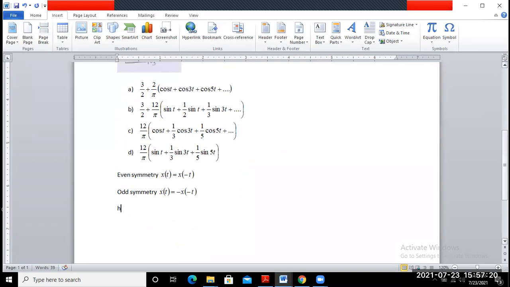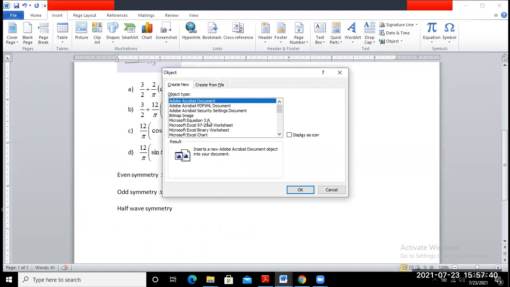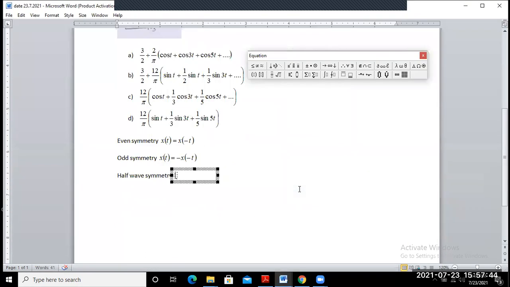For half wave symmetry, x(t) equal to minus x(t minus T by 2). Okay, so t minus T by 2.